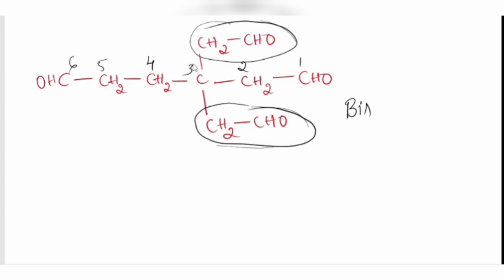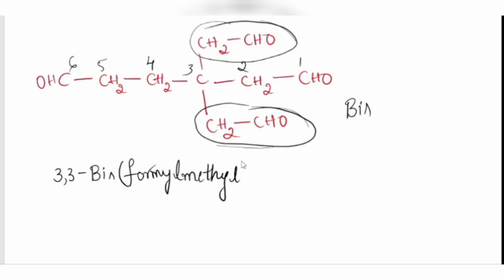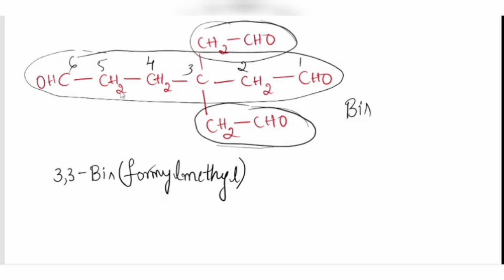Because in this case, it contains at the third position, we have to name it as 3 comma 3, and again I have to use bis, and afterwards I have to open the bracket, and here formyl. This is formyl methyl, and I have to close the bracket. Over here, this principal chain contains 6 carbons with carbon-carbon single bonds. That's why it is hexane, hexane dial. This is the IUPAC nomenclature for this particular compound.